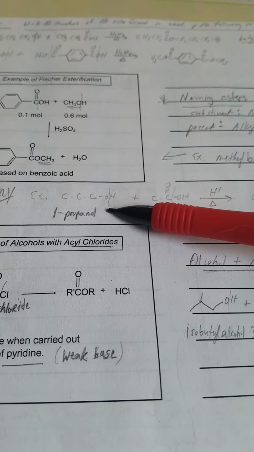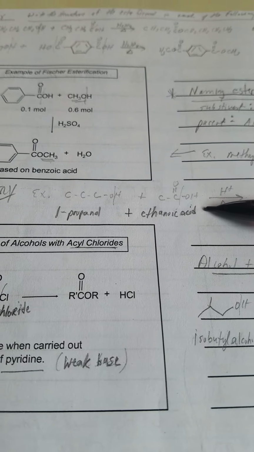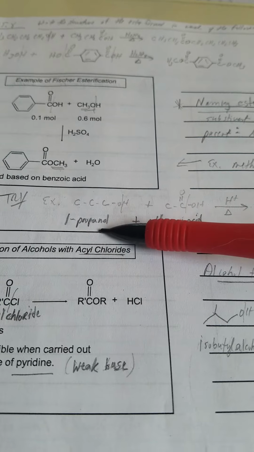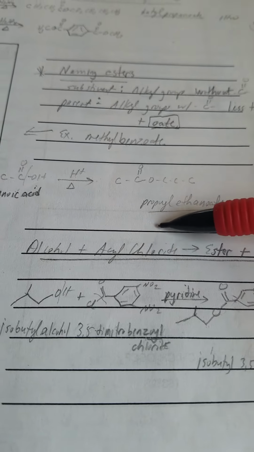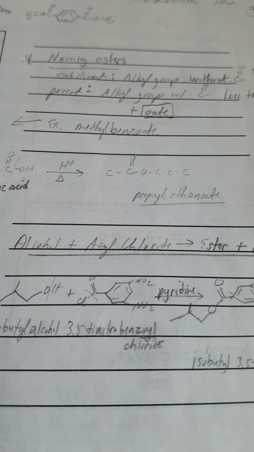If you're looking at this one, you have 1-propanol added to ethanoic acid. So our alcohol is going to come first, so it will be a propyl ethanoate for the naming of that ester.